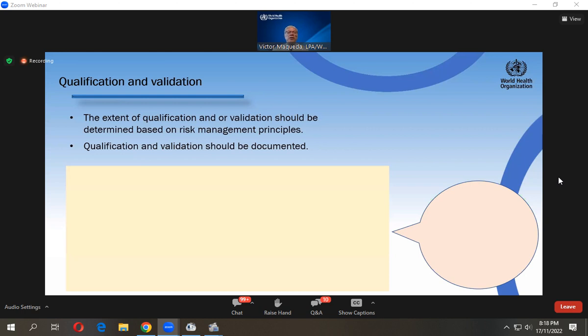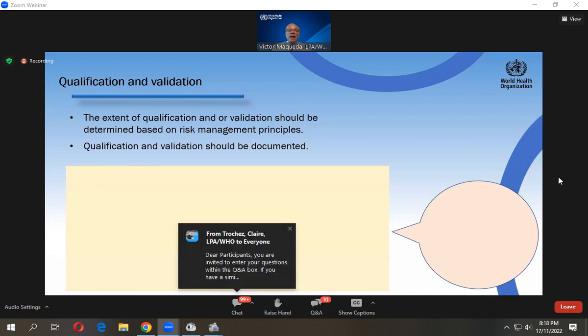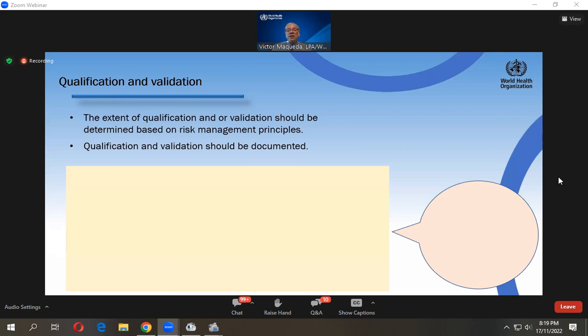Okay, so the extent of qualification or validation should be determined based on risk management principles. This is a typical phrase that is applied to any validation, or actually any action, in a way. So this is what the GMP is giving us, a way to decide what kind of effort and energy and time we're going to devote to different aspects. In the case of tech transfer, the qualification also falls into this concept, provided it is adequately documented. It is important to understand, not only documented, but also documented in a timely manner. Qualification and validation should be documented. This is something very basic.